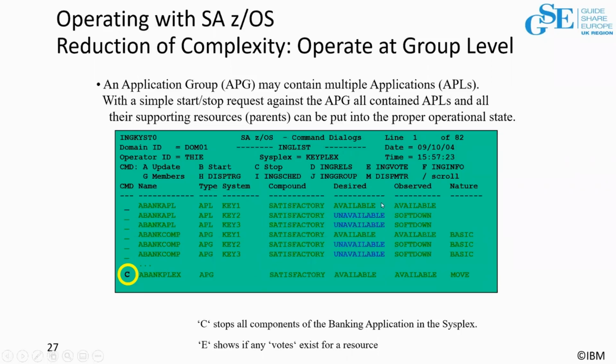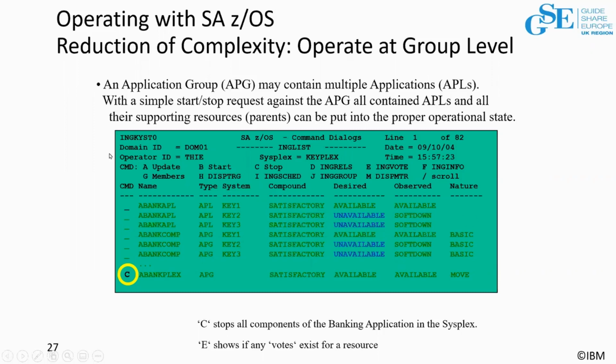Those two, the observed state and the desired state, are aggregated to give you a compound state. This is the one you really care about. What is a compound state? In this case, the compound state is satisfactory, even though it's actually down. The reason the compound state is satisfactory is because the goal for it is unavailable, so it is actually meeting its goal. Therefore, its compound state is satisfactory.